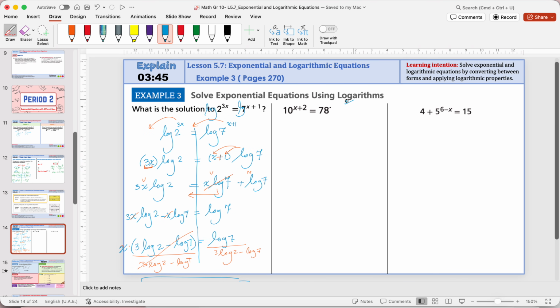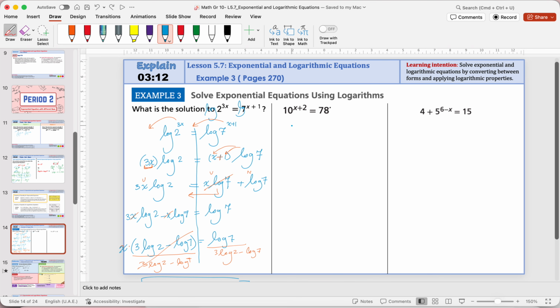Anyways, what if we have such a thing? This type of question is way easier. Again, as you can see, I have 10 to a power of x plus 2 and 78 to the power of 1. There's a hidden power 1, or just 78. If you want to change from exponential form to logarithmic form, you can do that because you only have x on one side. The other one doesn't have an x. So you can say log base 10 of 78 equals this.